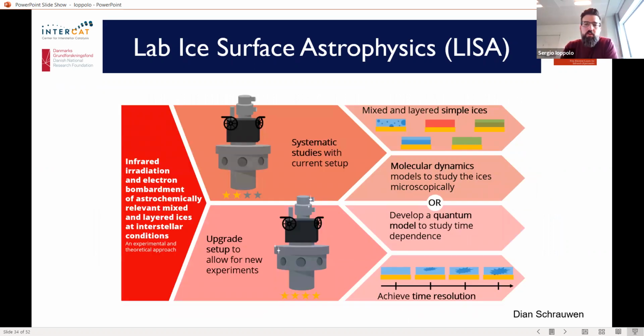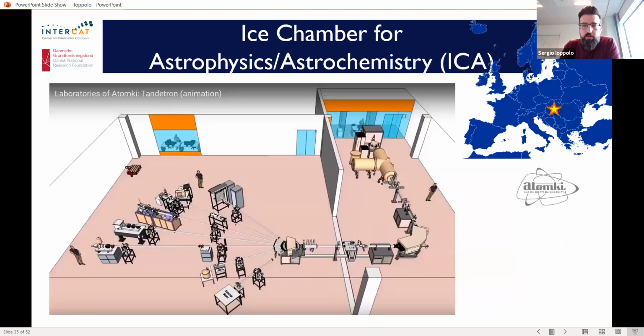And then in the future, we are going to get a new quadrupole mass spectrometer that can allow us to do time resolution experiments, and hopefully will constrain the photodesorption in the infrared. So stay tuned for that.